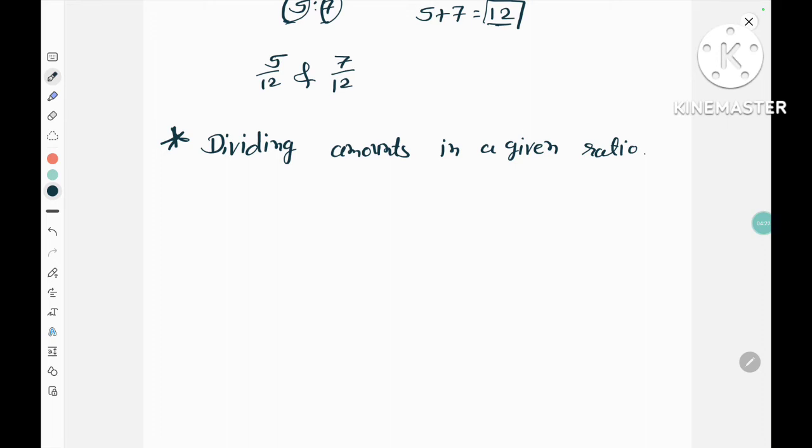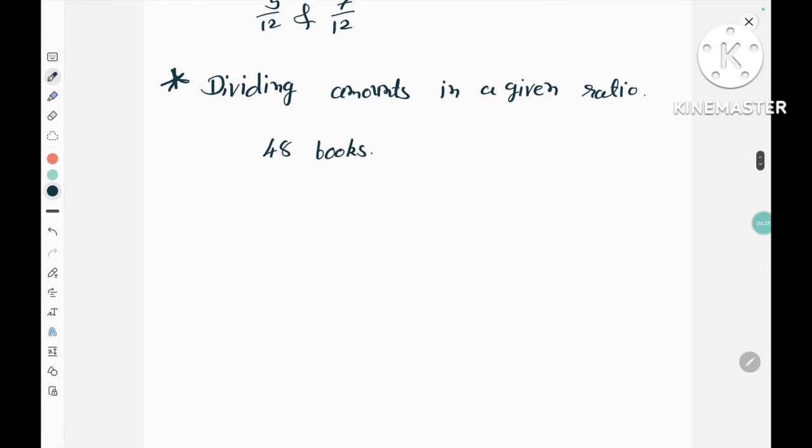Let's say I have 48 books in my bookshelf, and all 48 books are maths or science books. So what is the ratio of maths to science? Let's say the ratio of maths to science is 3 to 5.